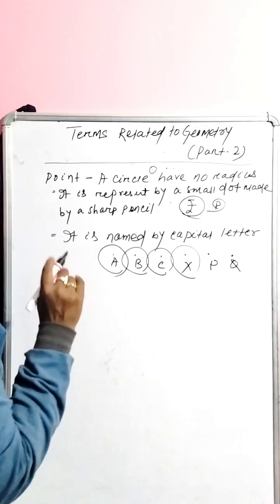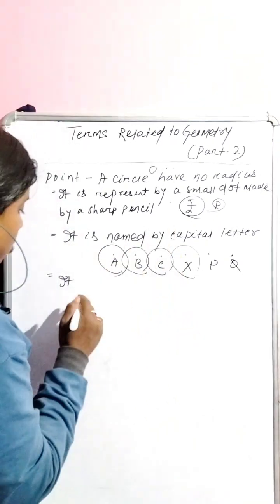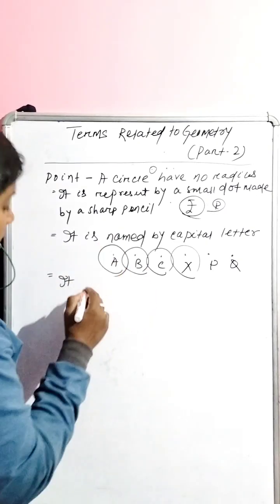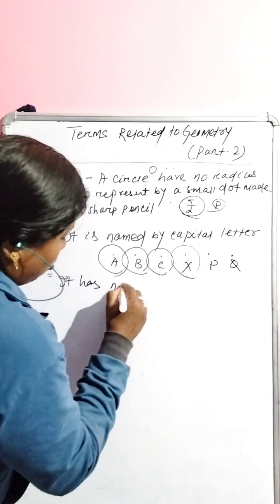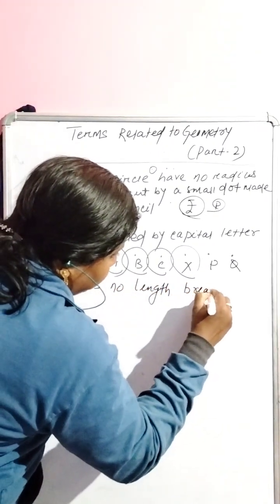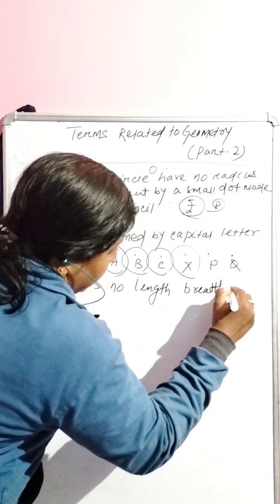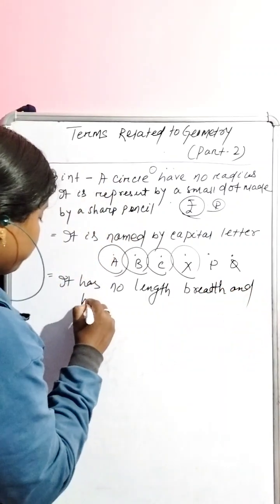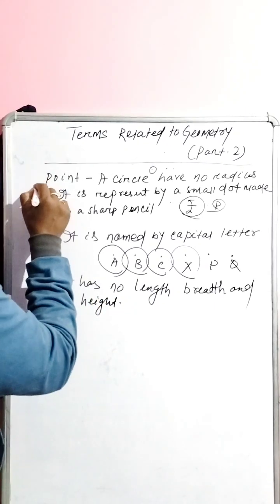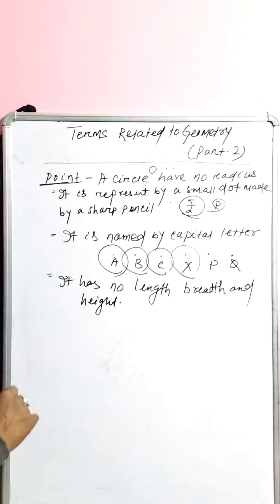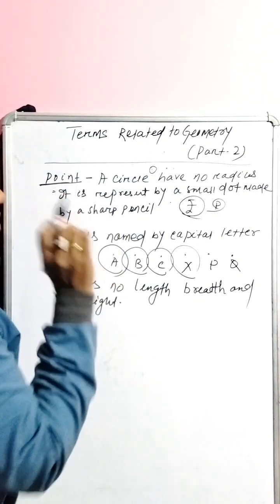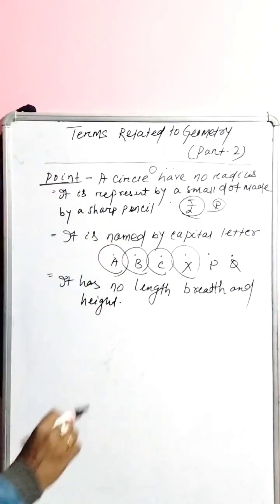Next, it has no length, no breadth and no height or thickness. This is a point. The first term is point. That means a point is only a dot or a mark.